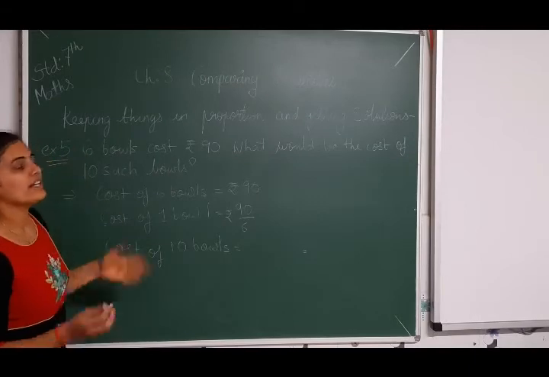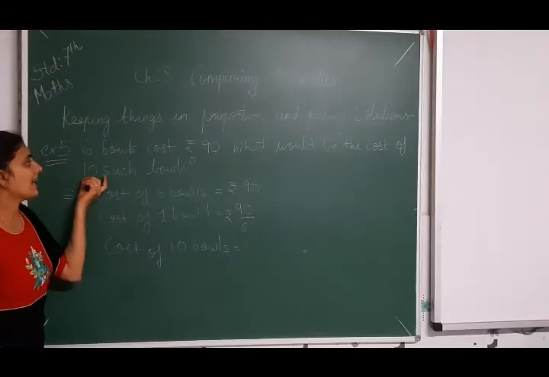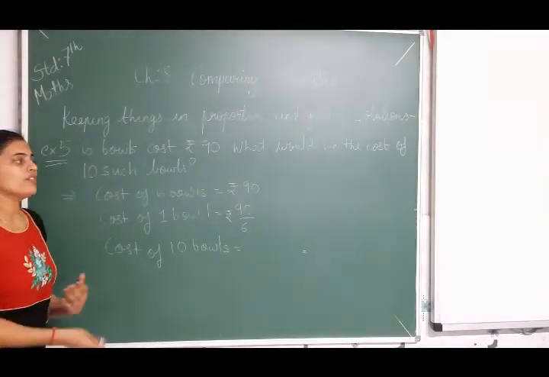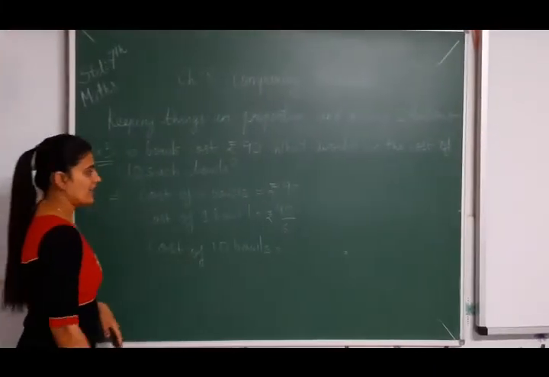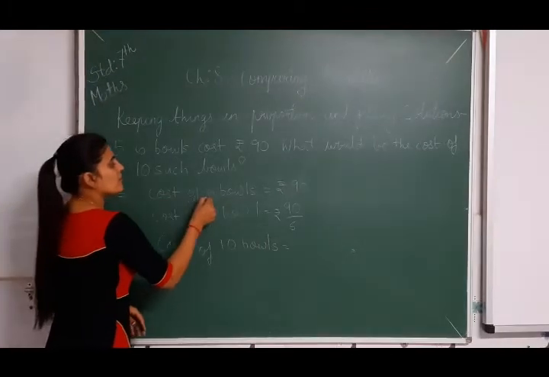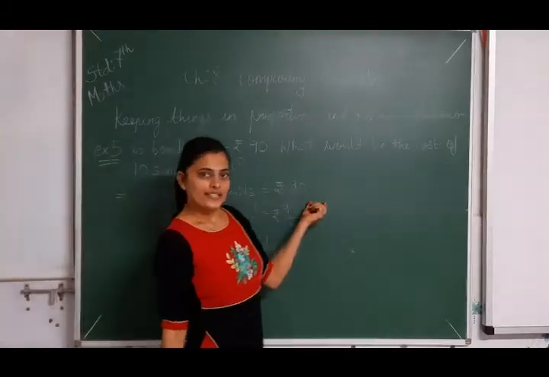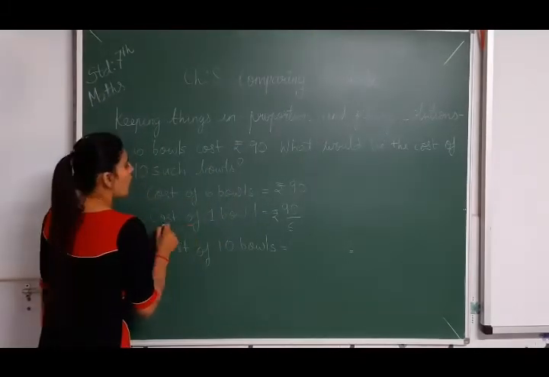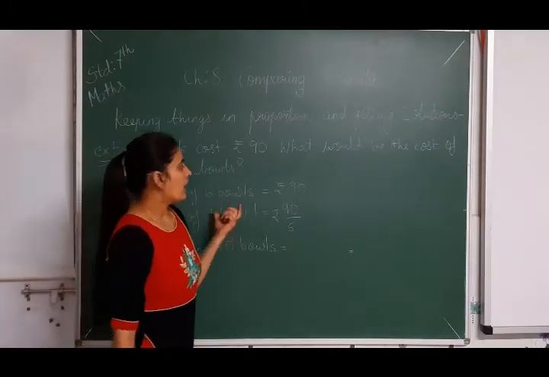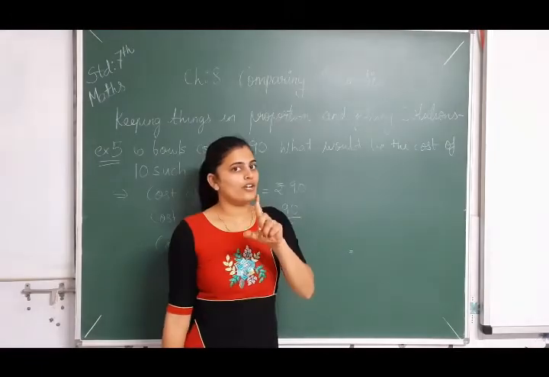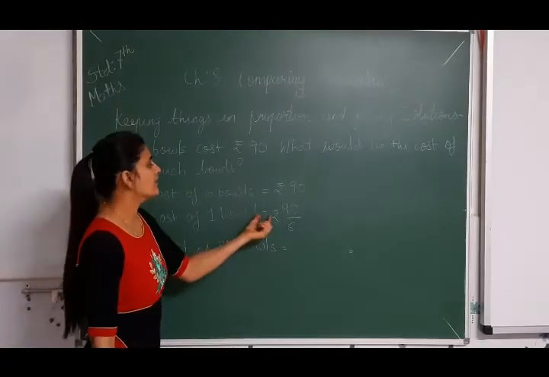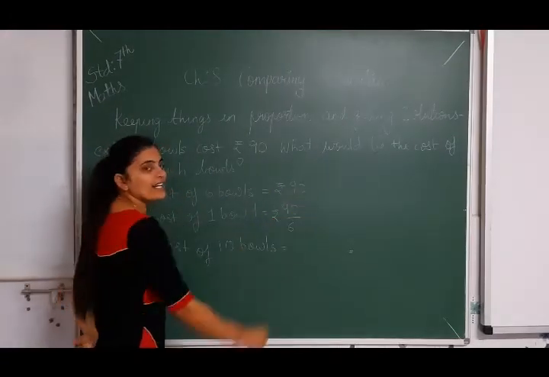Now we have to find out the cost of how many? 10 such bowls. So what will we do? What is given is that 6 bowls cost rupees 90. That we will write down first: cost of 6 bowls is rupees 90. After that, cost of 1 bowl. 6 bowls, how many rupees? 90. For 1 bowl we will find out. So 1 bowl will be equal to 90 divided by 6.